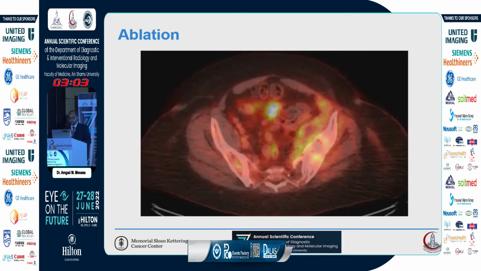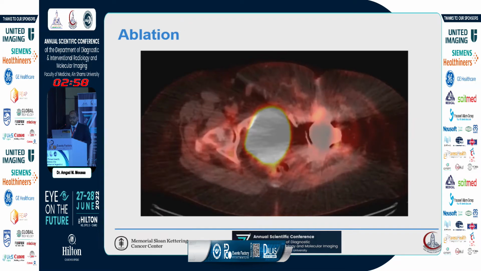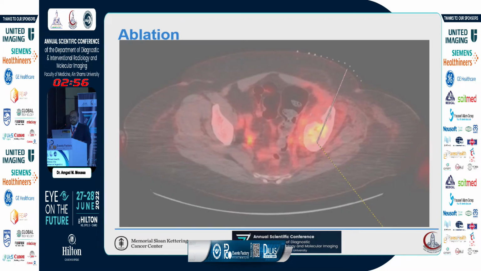After assessment, this is what her PET CT showed. There is FDG avidity in the left iliac bone, left supraacetabular region. And given that, like I said, this is not mechanical pain, this is biological pain, ablation would have been enough to handle this. So this is our planning image.